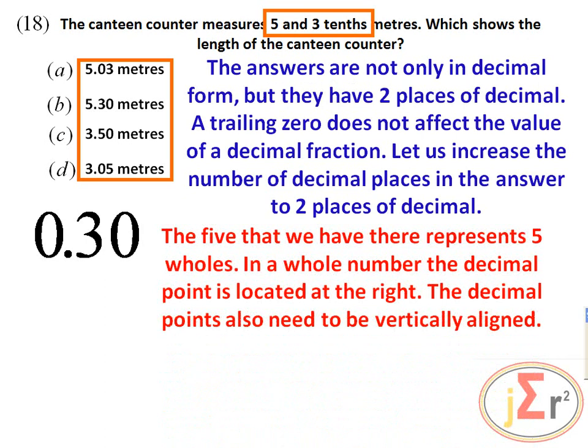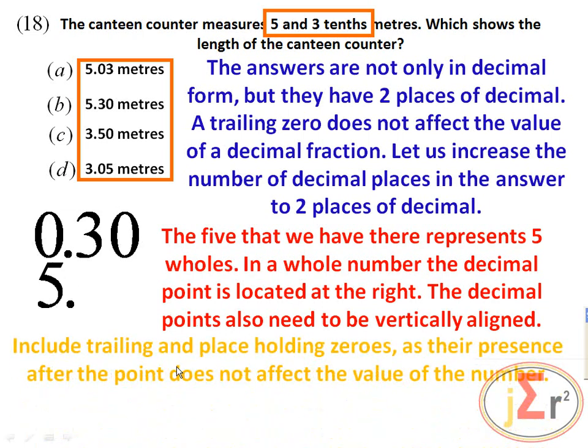The 5 that we have there represents 5 wholes. In a whole number, the decimal point is located at the right. The decimal point also needs to be vertically aligned. We are putting down 5 3/10. We have the 3/10 right here. We need to put the 5 down. But we need to be aware of 2 things. One, that the decimal point in a whole number is located to the right. And 2, we also need to be aware that the decimal points must be vertically aligned. That means one below the other, like that.